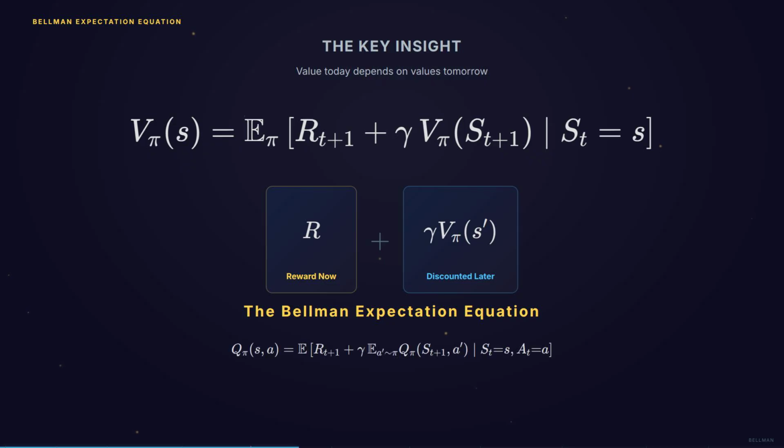There's a corresponding equation for Q. Q pi of S, A equals the expected reward, plus gamma times the expected Q pi of S prime, A prime, where S prime comes from the transition function and A prime comes from the policy. Both equations say the same thing. Value now equals reward now plus discounted value later.